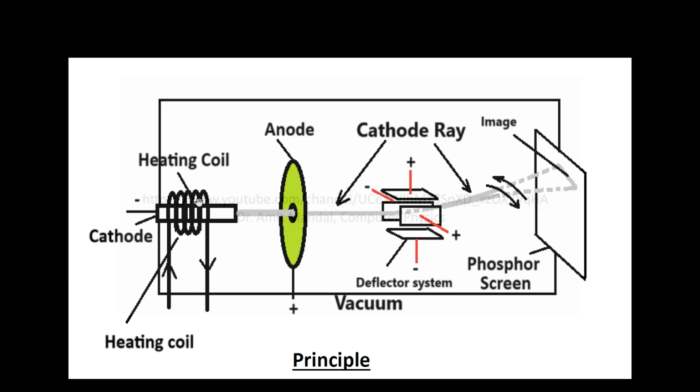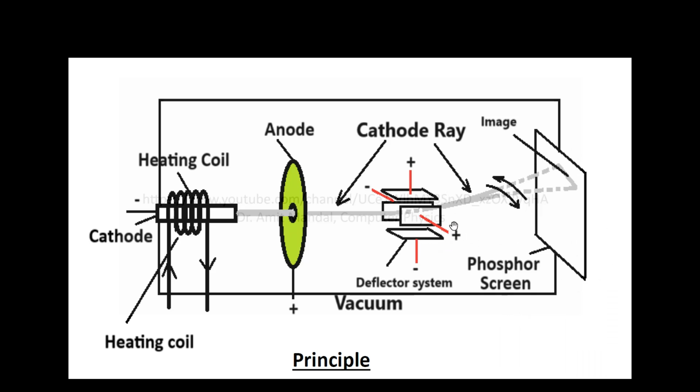Now you can see a heating coil around this cathode. The reason being, by the help of heating coil, in case we are heating the cathode, then it accelerates this process of emanation of cathode rays. Now when these cathode rays are going, and this is the screen, in between there is a deflector mechanism.